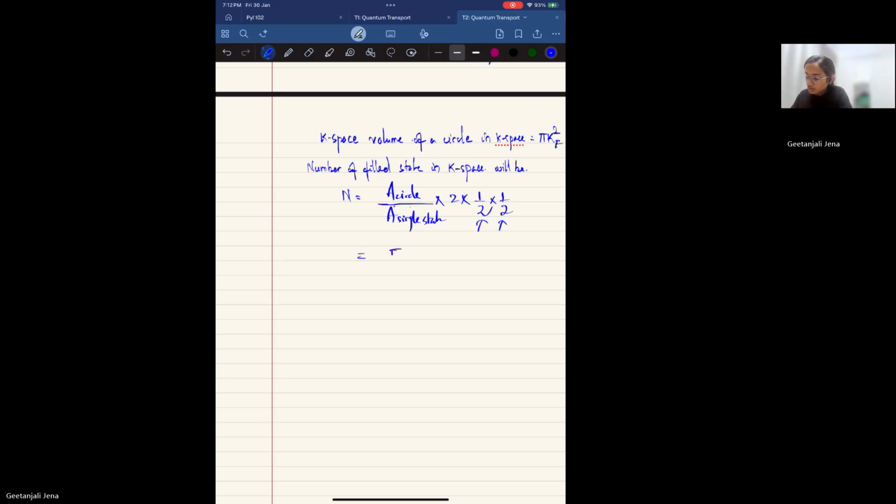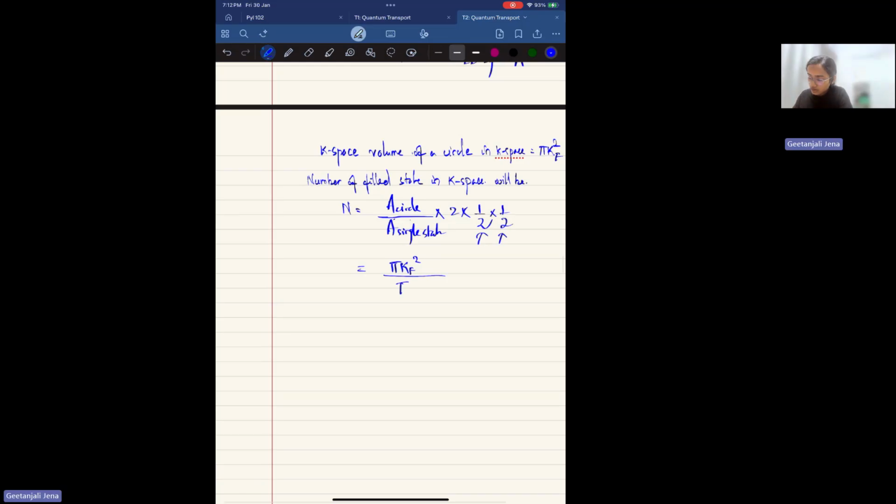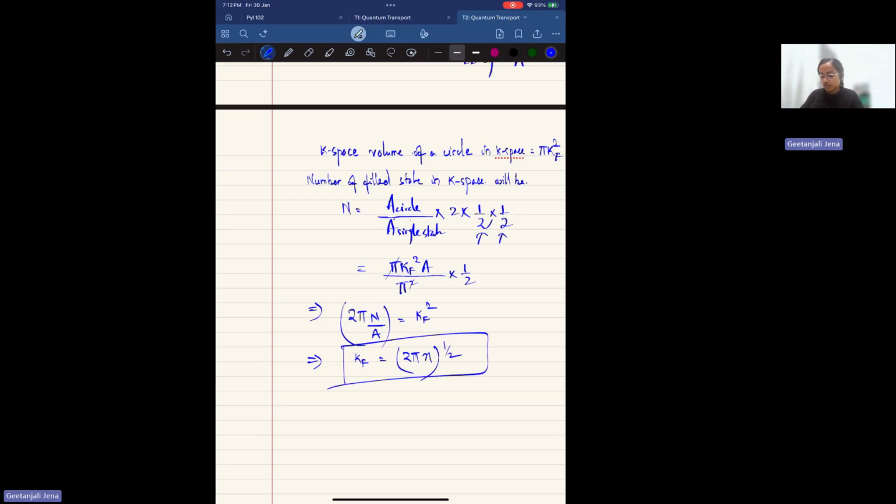So this will be πkF² over π²A, times 2 for the spin, which is N. So that means now we have 2πN/A is kF². So kF will be the square root of 2πn, where n is the carrier concentration for the 2D system. So this is kF, the Fermi wave vector for the 2D system. N is already given, so we can calculate kF.